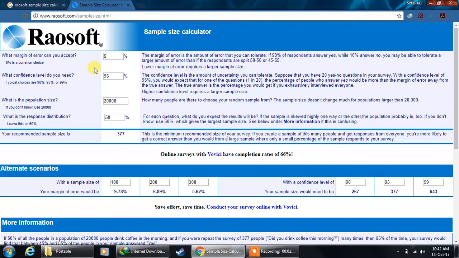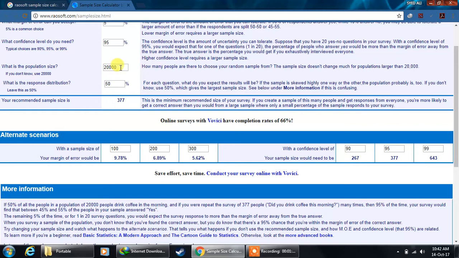Okay, so the next thing is, what is your population size? If you are conducting research in a big city, and let's say 20,000 is the population of that city, but in big cities we can have 200,000. So you can see 200,000 means 2 lakhs. Even if we make it 20 lakhs, then it's only 385. So what is the response distribution? Leave it as 50%. There's no need to change it.